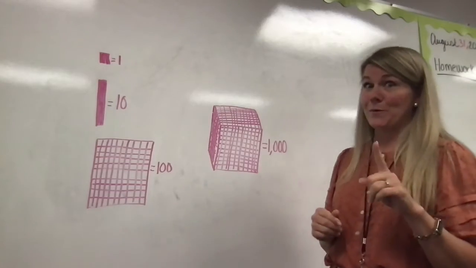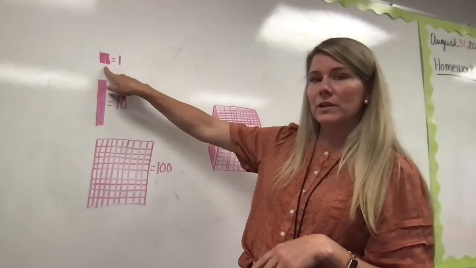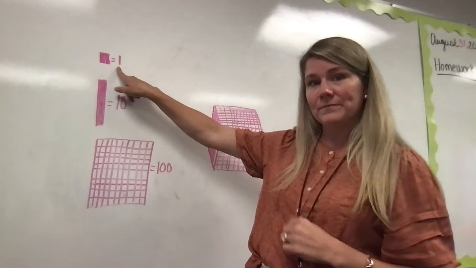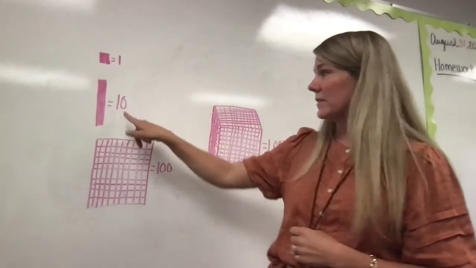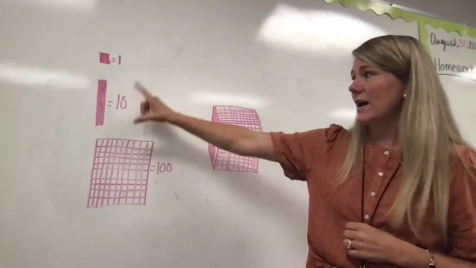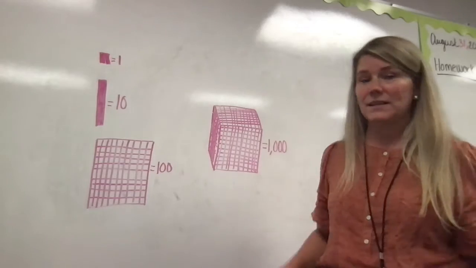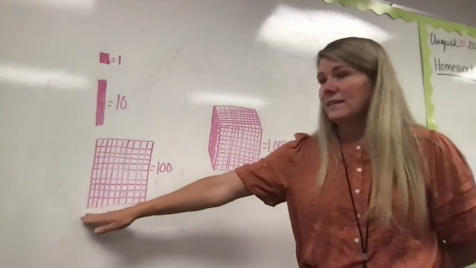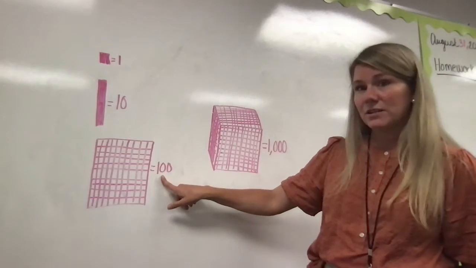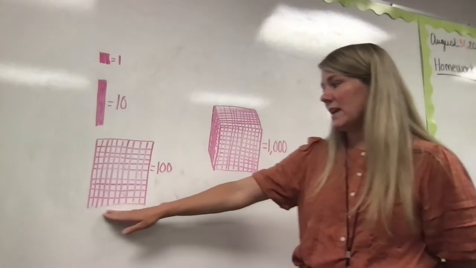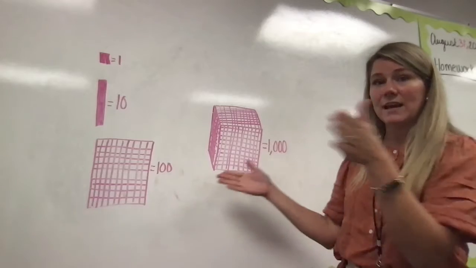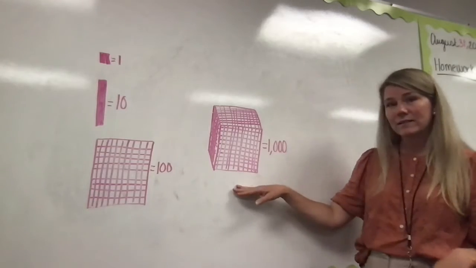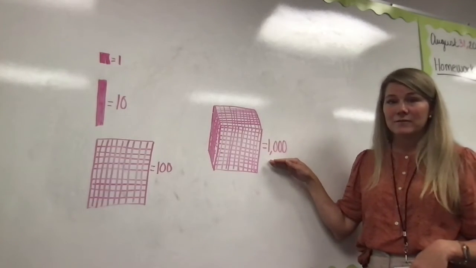Okay, let's do that one more time. So if I have 1 cube, that is worth 1. If I stack 10 of these together, I have 10 of them, and the value in that stick is 10. If I put 10 of those side by side, like this, then I have 100. If I take 10 of these 100 sheets and I stack them together and make a box, I have 1,000.